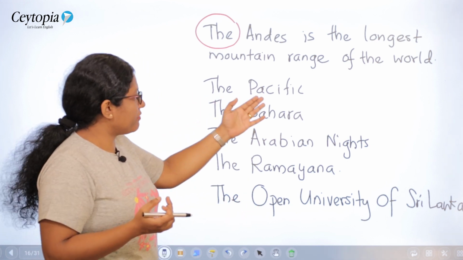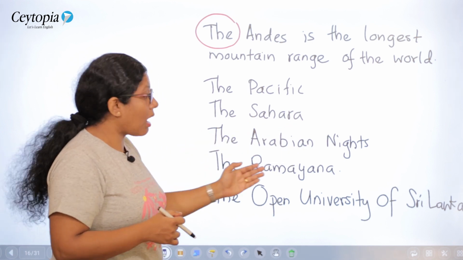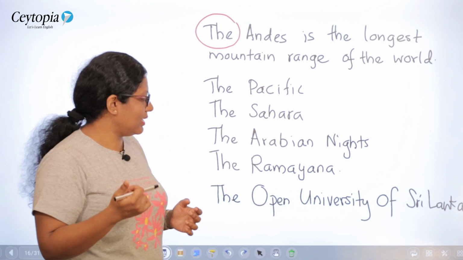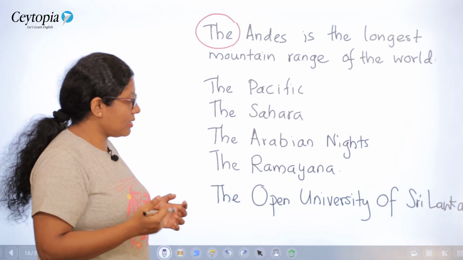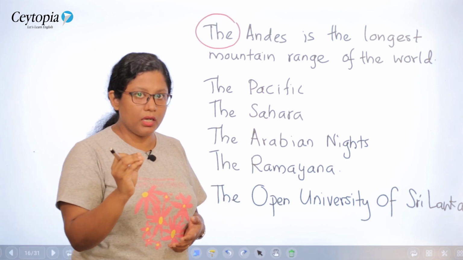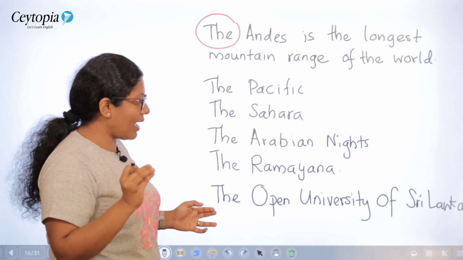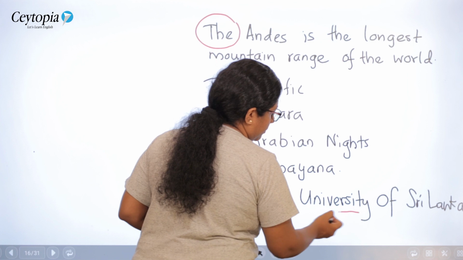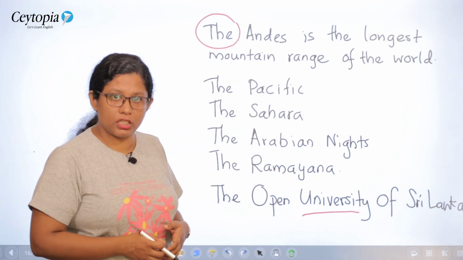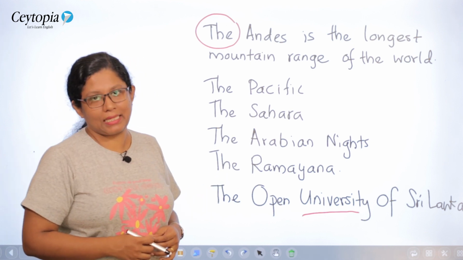Similarly, the Pacific, the Sahara, the Arabian Nights, the Ramayana, the Open University of Sri Lanka. There is an important thing here. When you say Oxford, you don't say "the Oxford." It is also a proper noun. And in this case, you use "the." Why? Because you have the word "university." The Open University of Sri Lanka or the University of Sri Jayawardhanapura. There you use "the" before the particular noun.